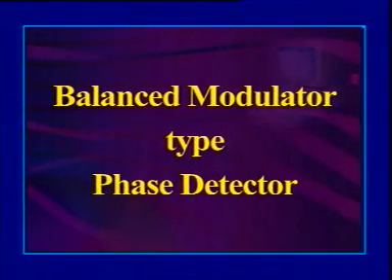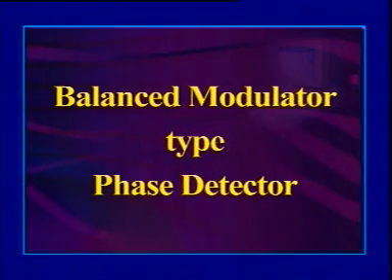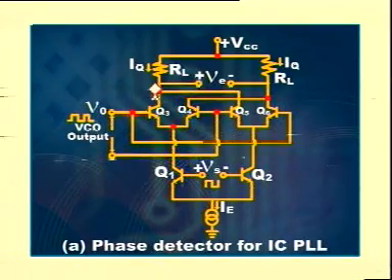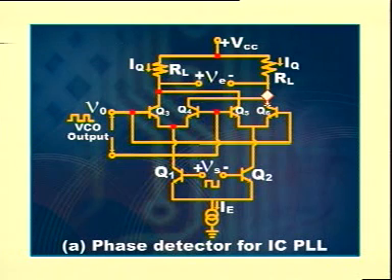Now, let us consider balanced modulator type phase detector. Balanced modulator type phase detector is as shown in figure. The error voltage, that is phase detector output, is taken in between two collector terminals of Q3 and Q6, and input voltage is given at base terminals of Q1 and Q2. The VCO input is given at base terminals of Q3 and Q4 tied together, and Q4, Q5 tied together.